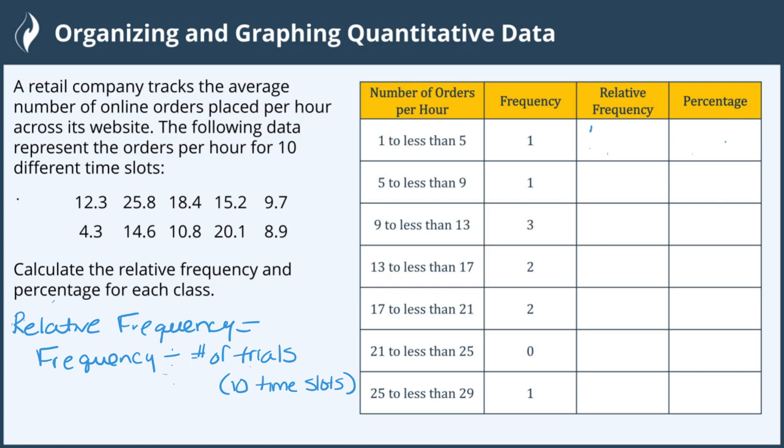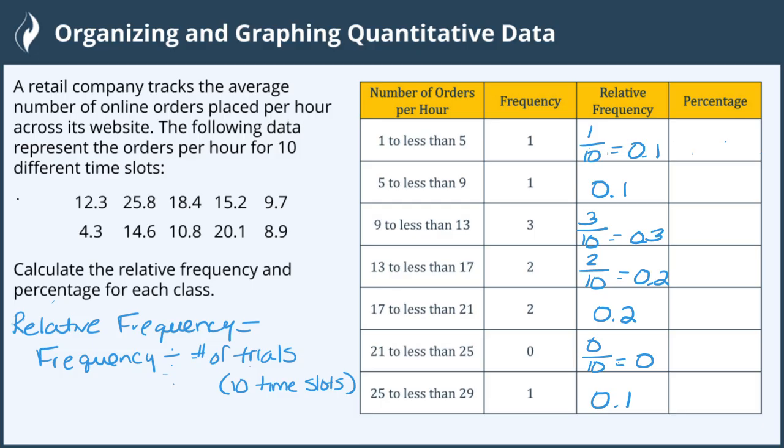So we're going to take the frequency for this class, which is 1, divide by 10, which will give us a decimal value of 1/10. Here, 1 divided by 10 will also give us a decimal value of 1/10 or 0.1. Here we have 3 divided by 10, which is equivalent to 3/10. 2 divided by 10 for this class is 2/10 or 0.2, which is the same value for the next class here. 0 divided by 10 is 0. And then here we have 1/10 or 0.1.